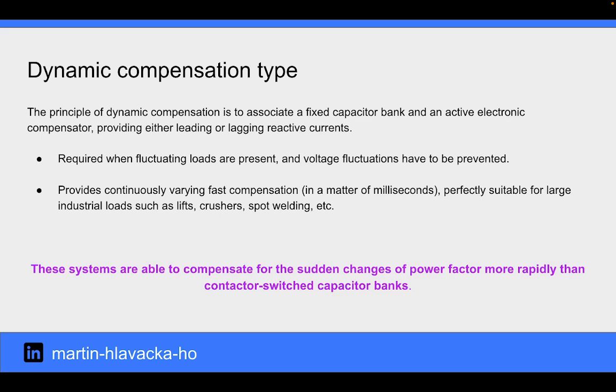The dynamic compensation type associates a fixed capacitor bank and an active electronic compensator providing either leading or lagging reactive currents. It is necessary when there are fluctuating loads and voltage fluctuations must be avoided. It provides fast, continuously variable compensation that is perfectly suited for large industrial loads such as elevators, crushers, spot welding, etc.